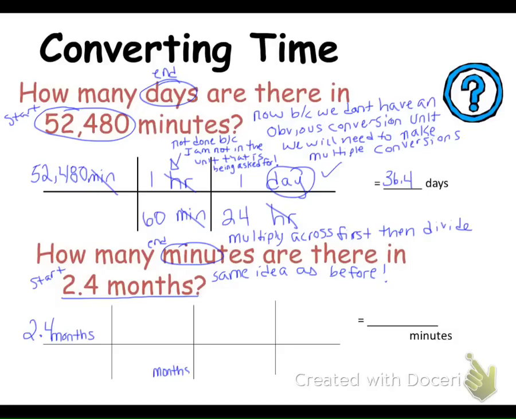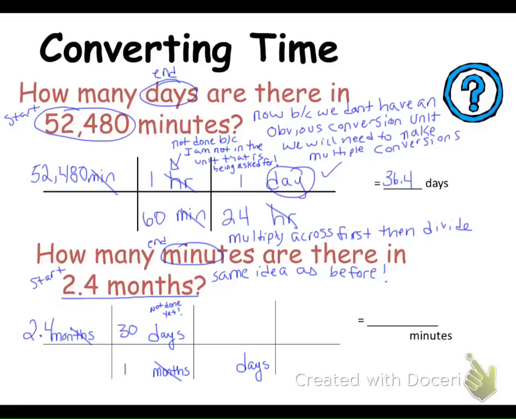We're going to make sure that months and months match up. Always important that we have our units matching up here. And then we're going to go from months to days because, in my opinion, months to minutes isn't very easy. So we go from months to days. I know that 1 month is 30 days. I'm going to cross my units out. And I'm not done because days is not minutes. I'm not in the right unit yet. So I've got to go one more step.